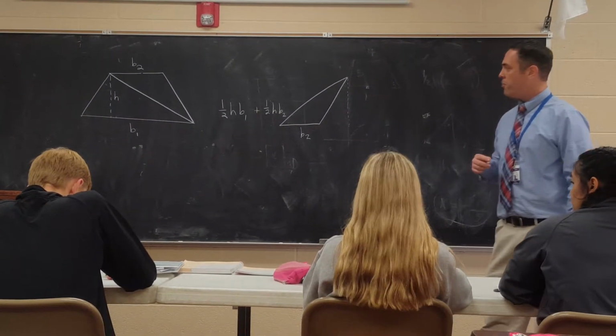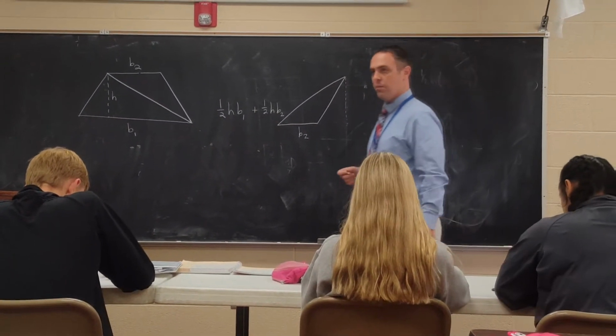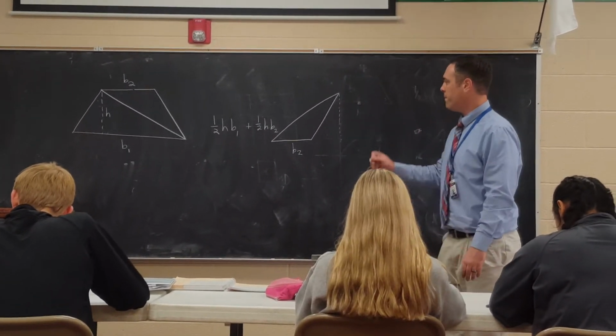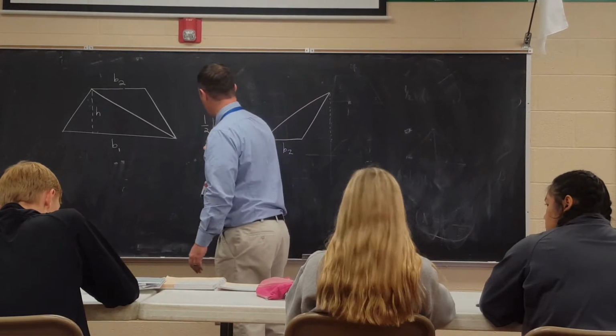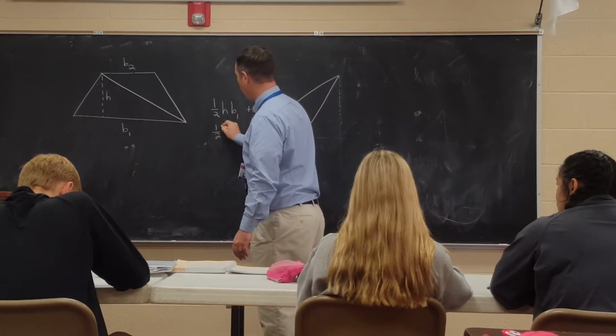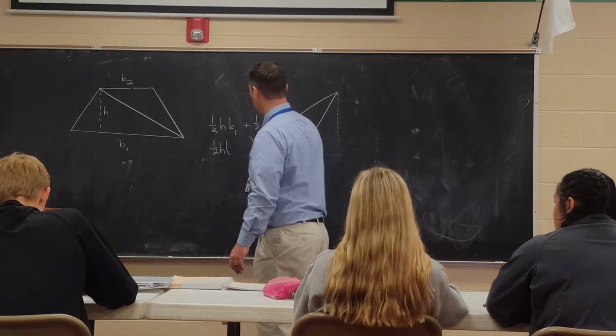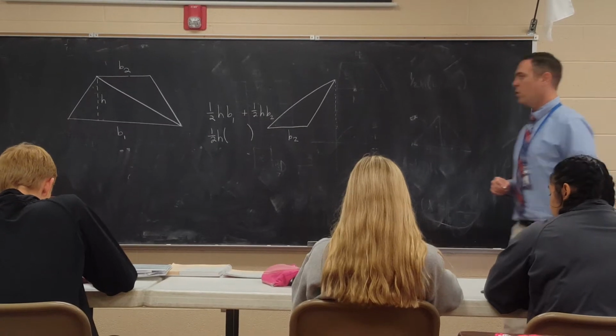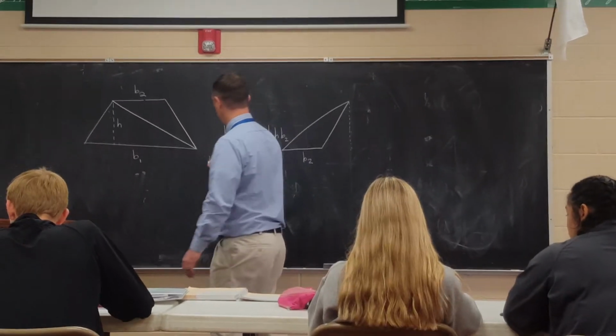All right, and then the next part is just to simplify the formula. You can memorize this, I don't care, but the second part is to simplify it. They both have a factor of 1/2, and they both have a factor of H. So we take that out, and then what would go inside the parentheses?